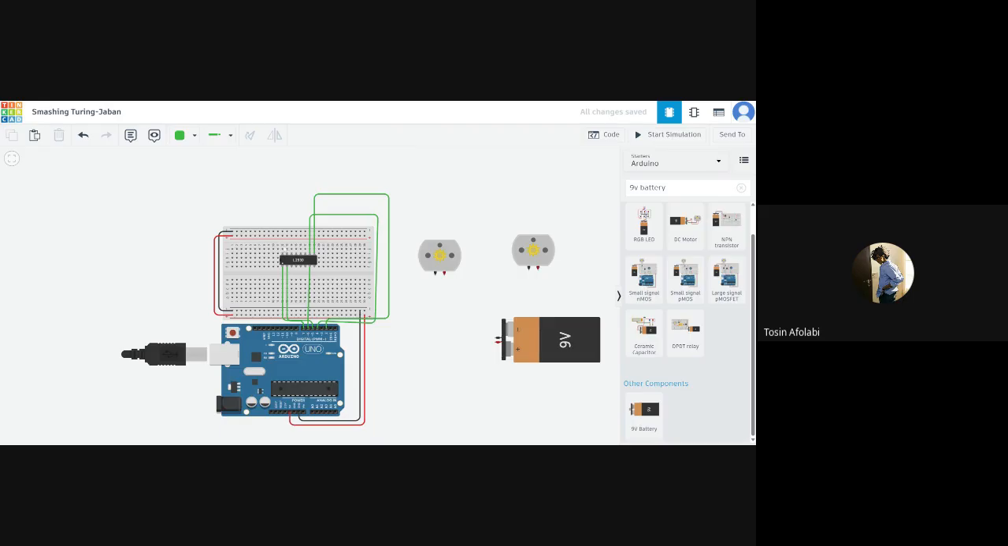Just going to pin 3. Ah, this is a debugger's nightmare. Okay.